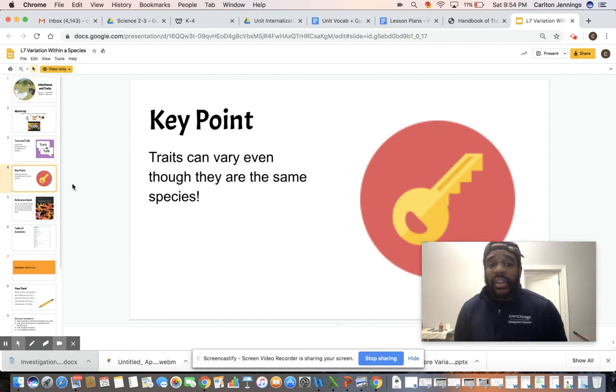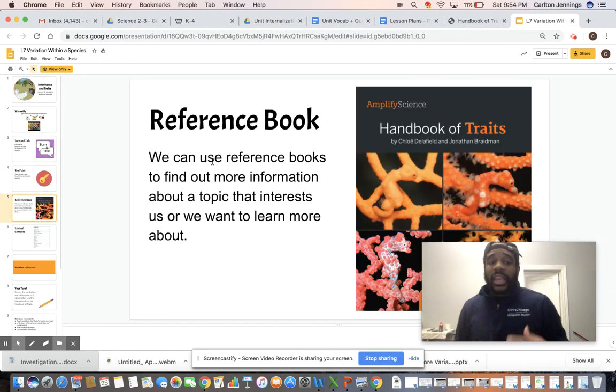So traits can vary even though they are the same species. Just like we just saw those three dogs before, we've seen different traits within the same species of dog. This tells me that there are different traits that make us who we are and make those dogs who they are. So we're going to be looking at this reference book, which we read before, which is called the Handbook of Traits. And we're going to be looking at some of the organisms in this book and see what similarities or differences we can find looking at a specific organism.